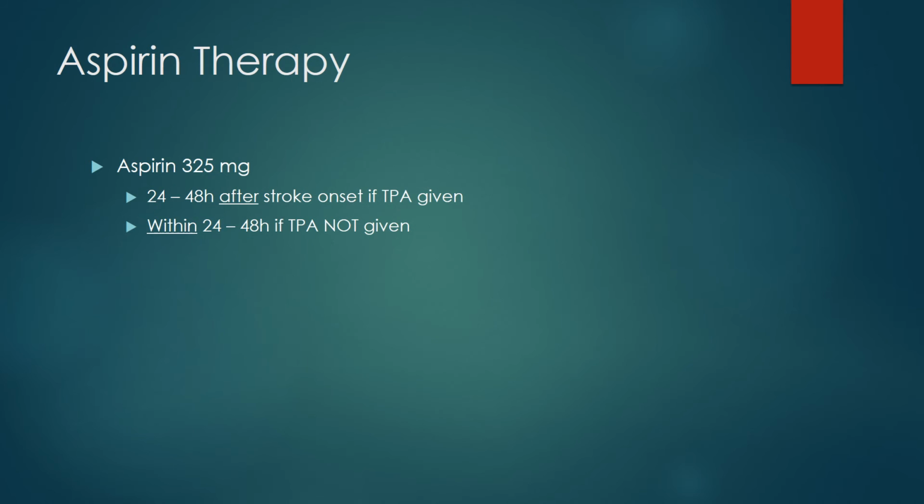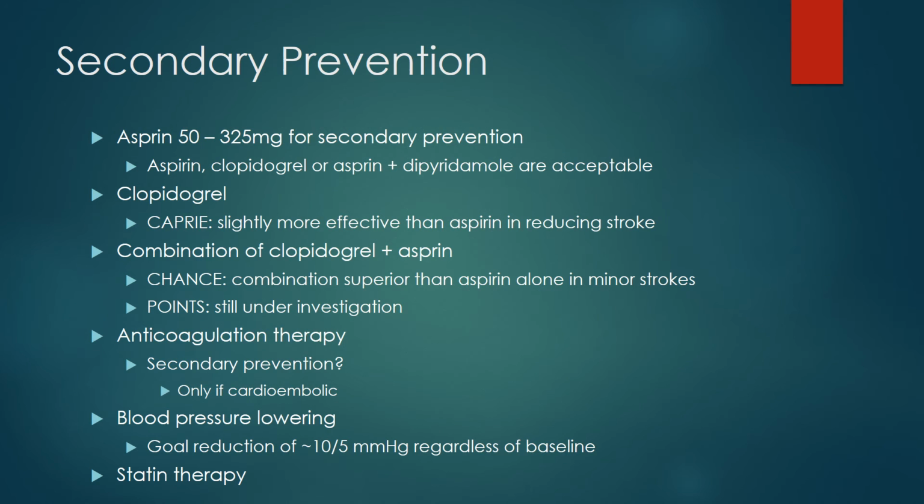Aspirin therapy is our only other therapy that you can use with a Class 1 recommendation per the guidelines. It should be administered 24 to 48 hours after stroke onset if TPA is given. If TPA is not given, you can administer within 24 to 48 hours of those stroke symptoms. For secondary prevention, you have your choice between aspirin, clopidogrel, or aspirin and dipyridamole, also known by the brand name Aggrenox.